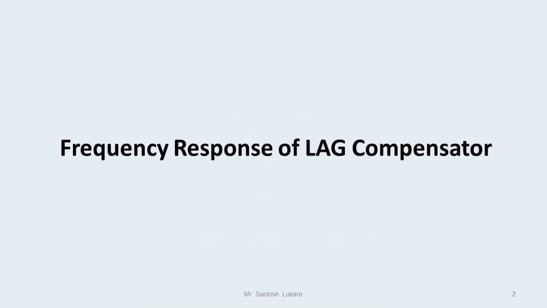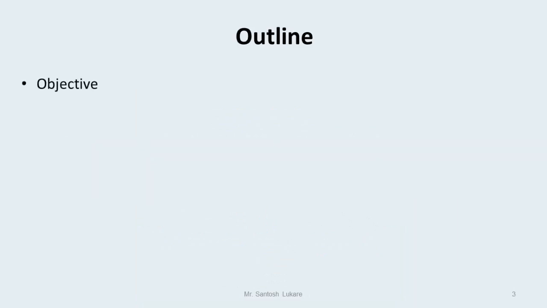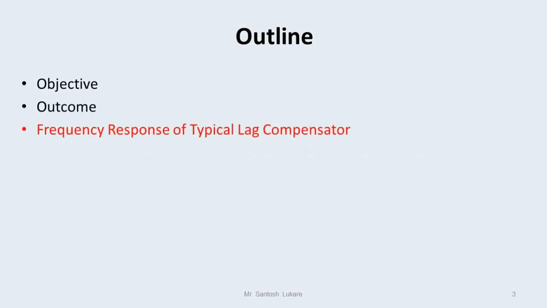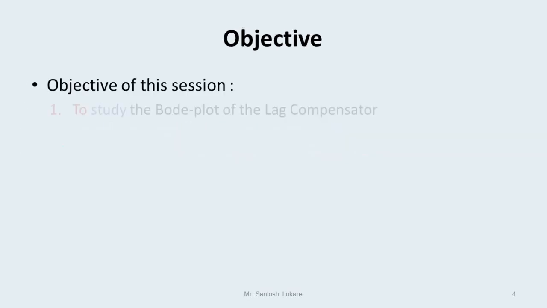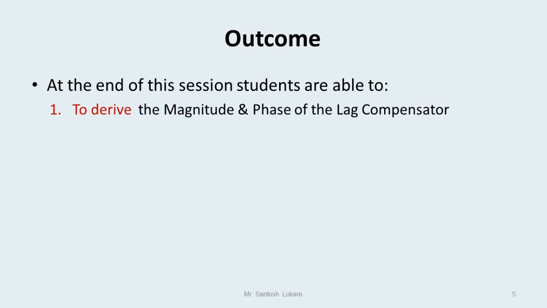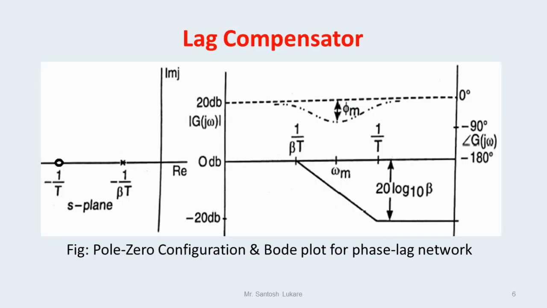Today we will discuss the frequency response of the lag compensator in this session. The outline: the objectives, outcome, frequency response of a typical lag compensator, and references. The objective of this session is to study the Bode diagram of the phase lag compensator. Outcome: at the end of this session, the students are able to derive the magnitude and phase value of the lag compensator.